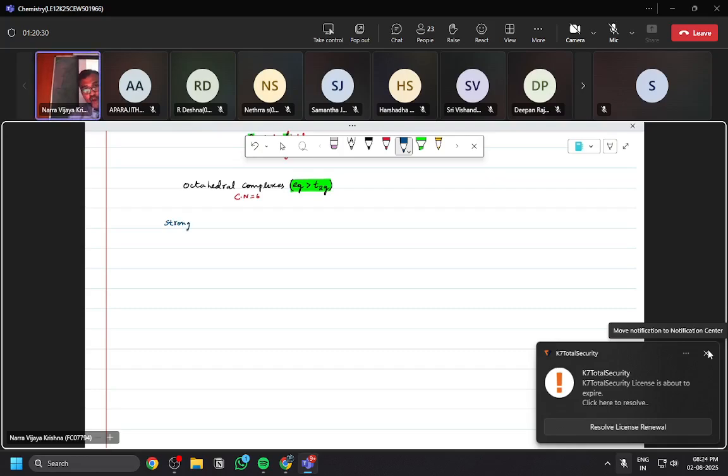If strong field ligands approach, what about the delta naught value? Delta naught becomes greater than pairing energy. If weak field ligands approach, then what happens? Delta naught will be less than pairing energy.